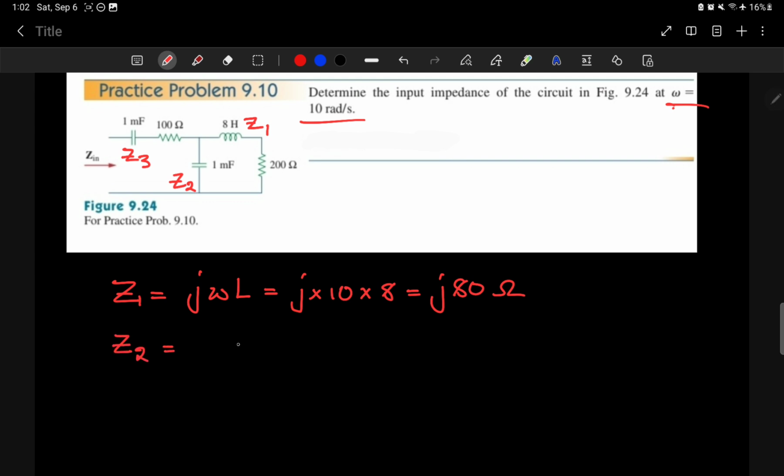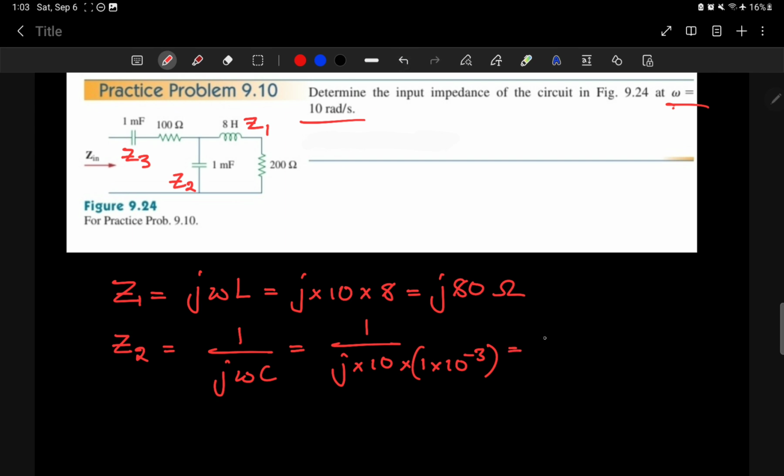Z2, that is a capacitor, so we have 1 over j omega C. So this will be equal to 1 over j times 10, times the capacitance, which is 1 millifarad. That's 1 times 10 to the power minus 3. This is the millifarad, so we've converted it to farads. When you convert 1 millifarad to farads, it will show up like that.